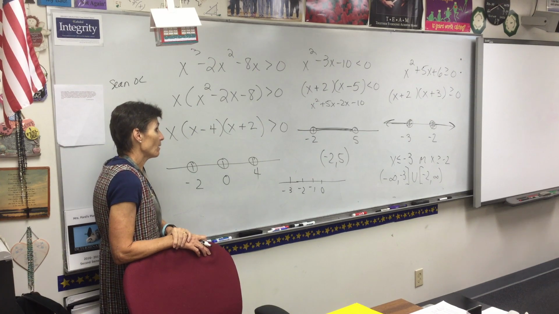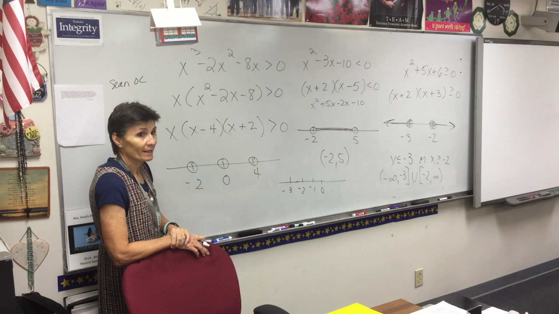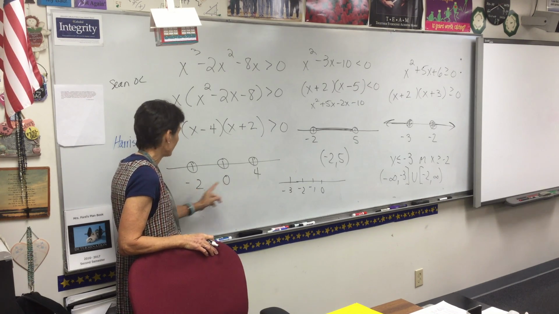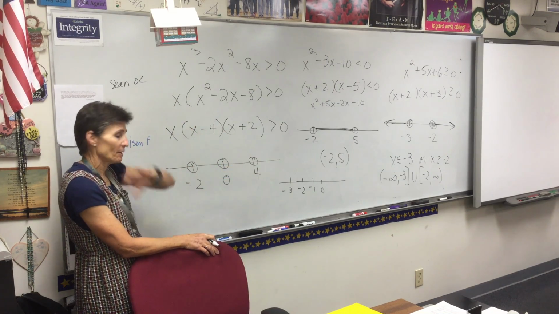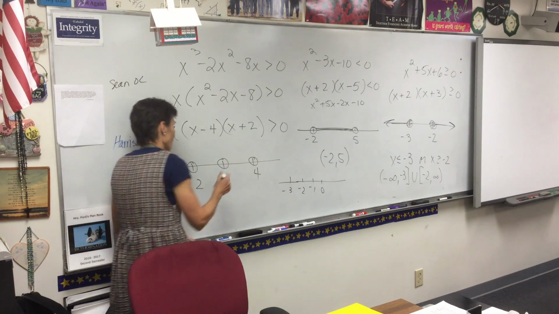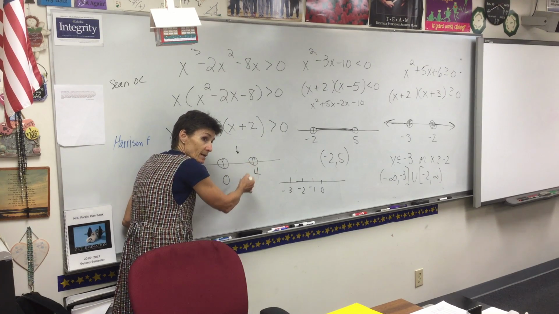And I have to figure out where to shade. So what you're going to do is pick any number other than these. So you can't pick -2, 0, or 4. Pick any other number. So Shepherd, pick a number, any number. 3. So he has picked a number right in here. The number 3 is in there, right?